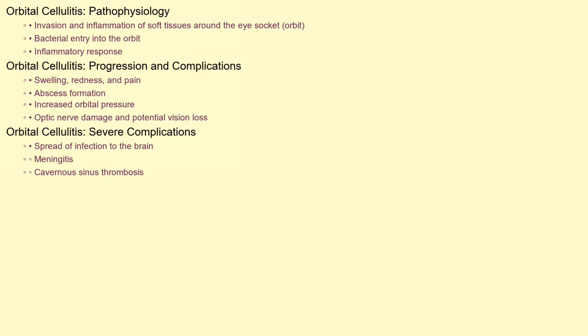The pathophysiology of orbital cellulitis involves the invasion and inflammation of the soft tissues around the eye socket, or orbit. Bacteria enter the orbit, leading to an inflammatory response. This inflammation causes swelling, redness, and pain in the affected area. As the infection progresses, it can lead to complications such as abscess formation, increased pressure within the orbit, and even damage to the optic nerve, potentially causing vision loss. The infection can also spread to the brain, leading to meningitis or cavernous sinus thrombosis, which are life-threatening conditions.